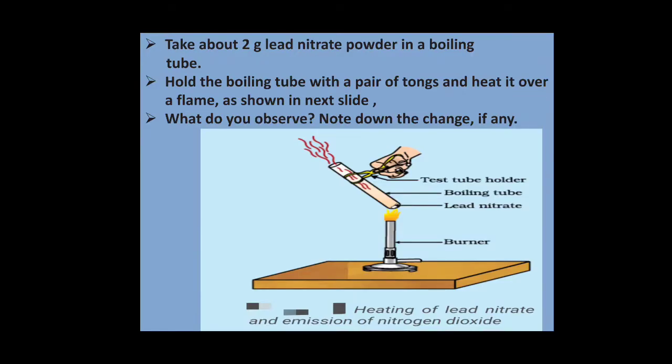Next activity: take about 2 grams of lead nitrate powder in a boiling tube. Hold the boiling tube with a pair of tongs and heat it over a flame as shown in the slide. What do you observe? Note down the change, if any. This is the heating of lead nitrate and emission of nitrogen dioxide.